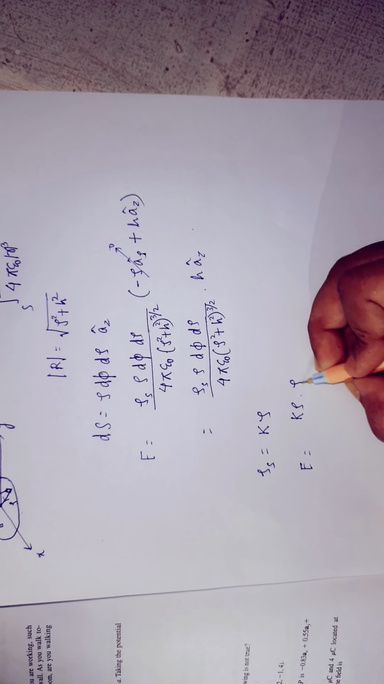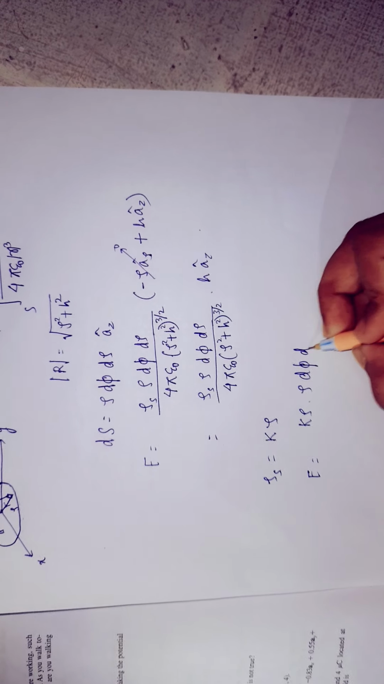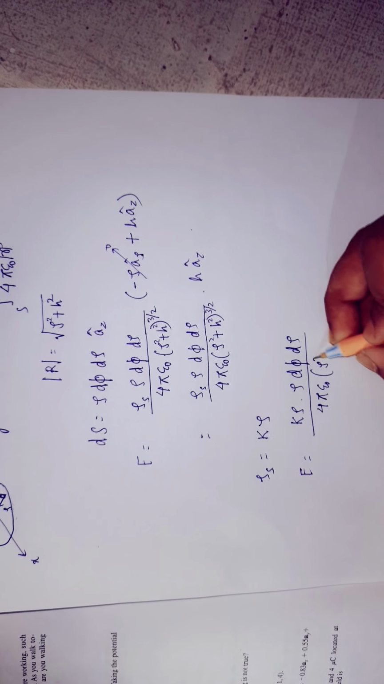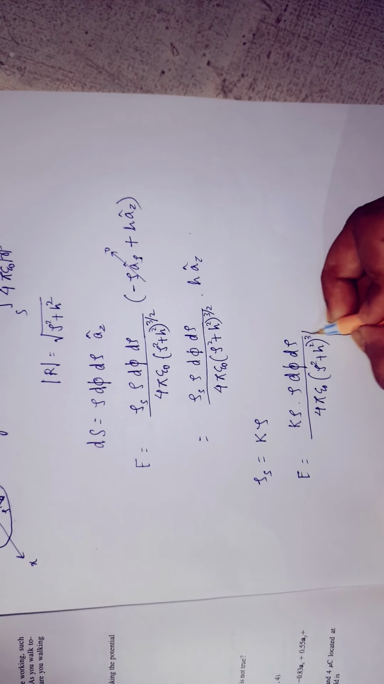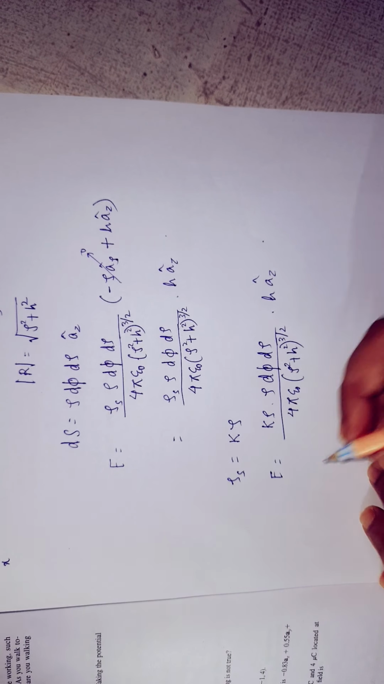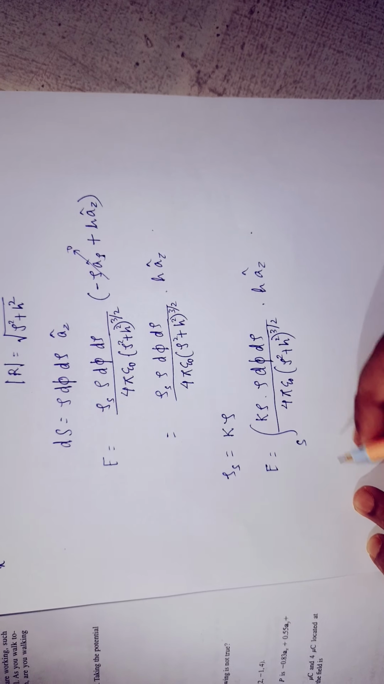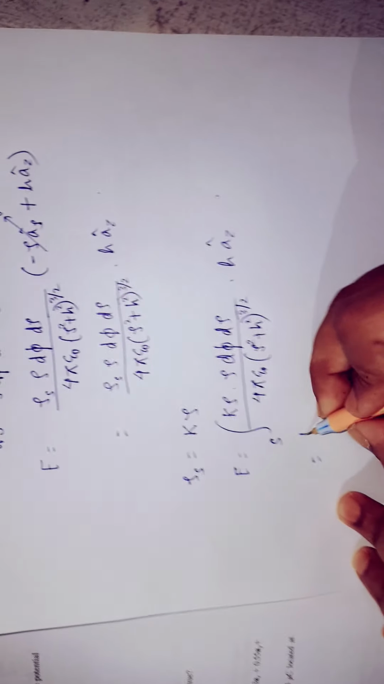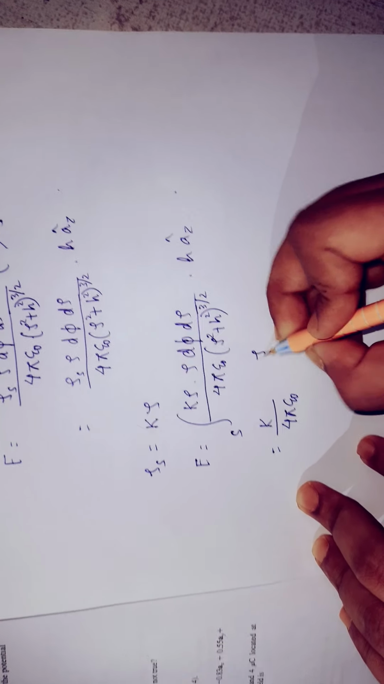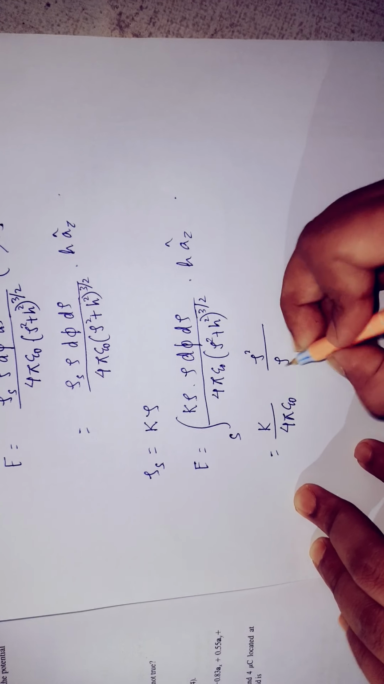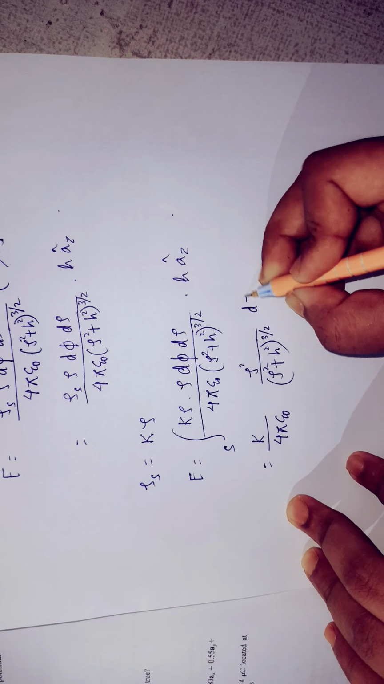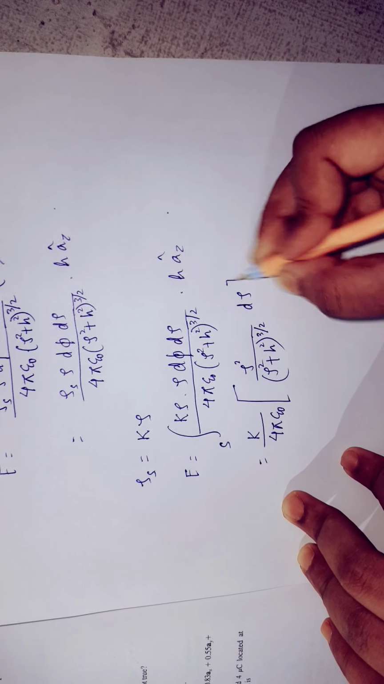And then there is another rho d phi d rho divided by 4 pi epsilon naught (rho square plus h square) whole to the power 3 by 2 into h a z cap. Then I have to integrate it over the entire surface. Let me take out the constants outside, and then let me separate out the variables. Well, this is one part that you got.